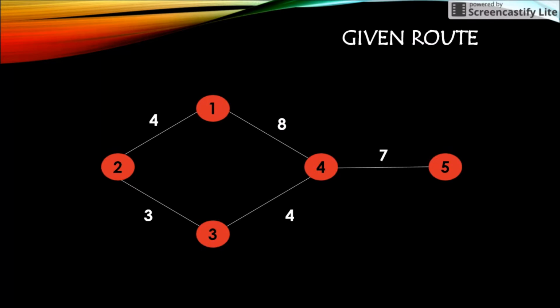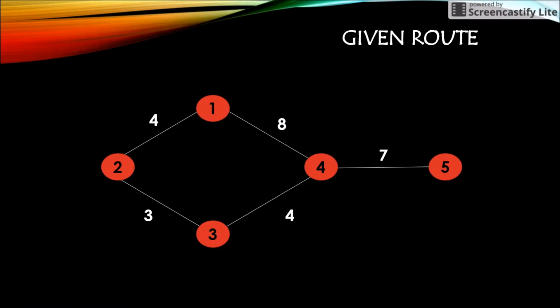Let's take, for example, the given route, in which router 1 can be considered as the source, and we need to find the shortest path with the minimum cost to reach the destination router. Let's consider it to be router number 5. Over here, as you can see, routers 1 and 2 are given a weight of 4. That is, the link cost is 4. Routers 1 and 4 are connected by 8. Routers 2 and 3 are connected by a weight of 3. Routers 3 and 4 are connected by a weight of 4, while routers 4 and 5 are connected by a weight of 7. So let's begin by finding the shortest path.